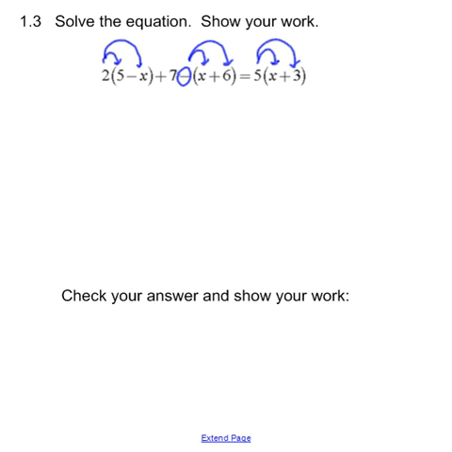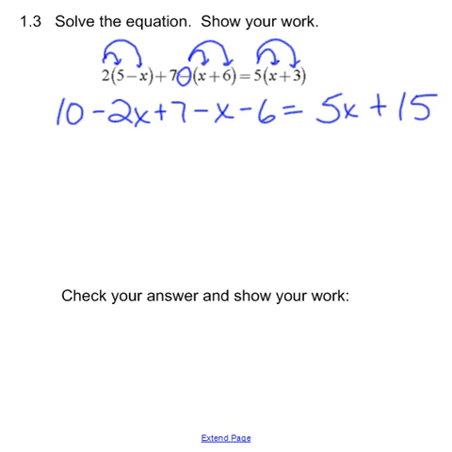Okay, so let's start distributing over here. 2 times 5 is 10. 2 times minus x is minus 2x. We've still got that plus 7 that's in the middle there. We're distributing that negative sign, so negative sign distributed to an x makes minus x. Negative sign distributed to a positive 6 makes minus 6. Now on this side, 5 times x is 5x. 5 times positive 3 is plus 15. Okay, so that's getting rid of the distribution.